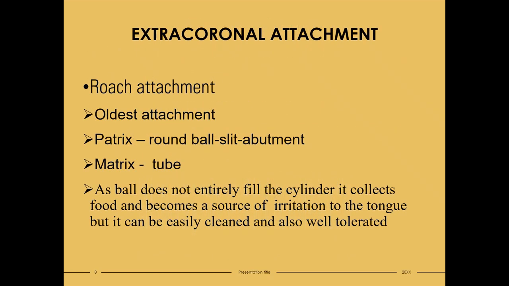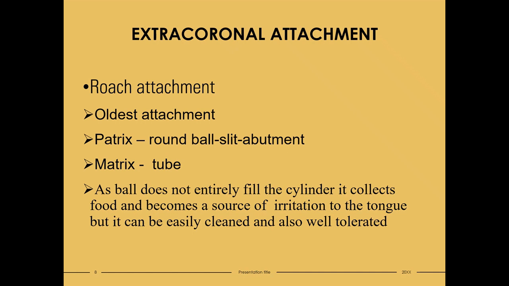Now the extracoronal attachments. Here we know that the attachments are placed outside the contours of the abutment crown, and the main portion of the attachment is attached to the abutment. We have classified extracoronal attachments into three types, that is rigid, resilient and bar type.